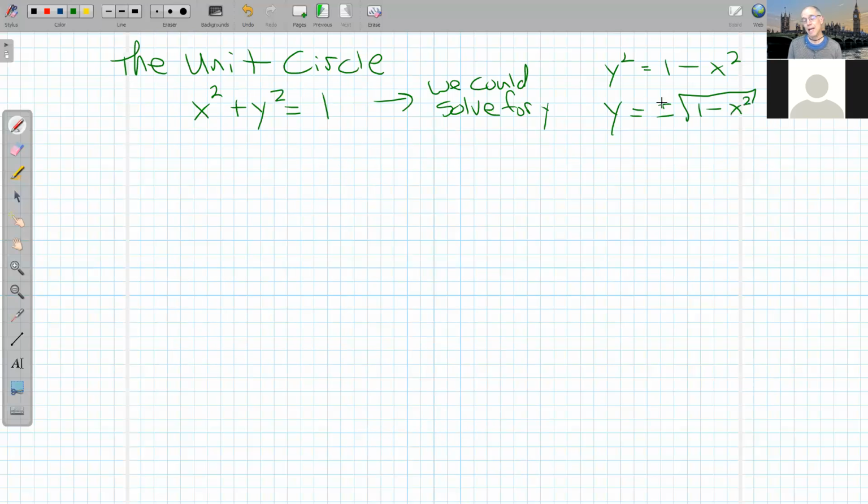And this plus or minus is a problem because it's an or. For any x value I plug in, I'm going to get two different y values. So this thing is not a function. And like we know, the unit circle isn't a function.